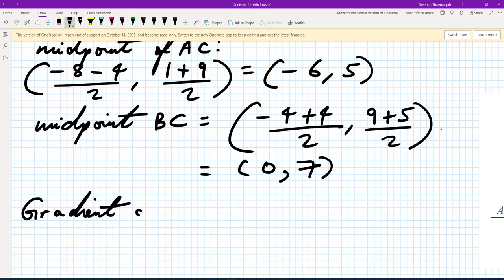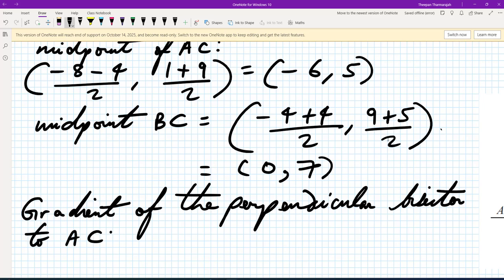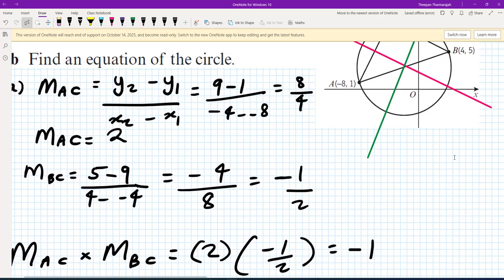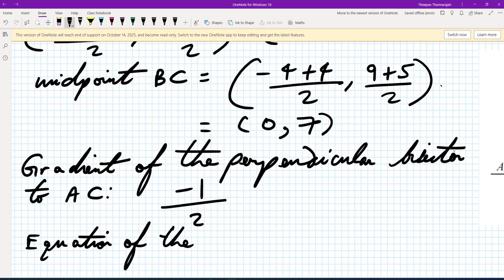So the gradient of the perpendicular bisector to AC is -1 over what we found earlier. We found the gradient of AC to be 2, so that's -1/2. So now let's put the equation of the perpendicular bisector, just writing this down for your understanding and clarity. Equation of the perpendicular bisector to AC.